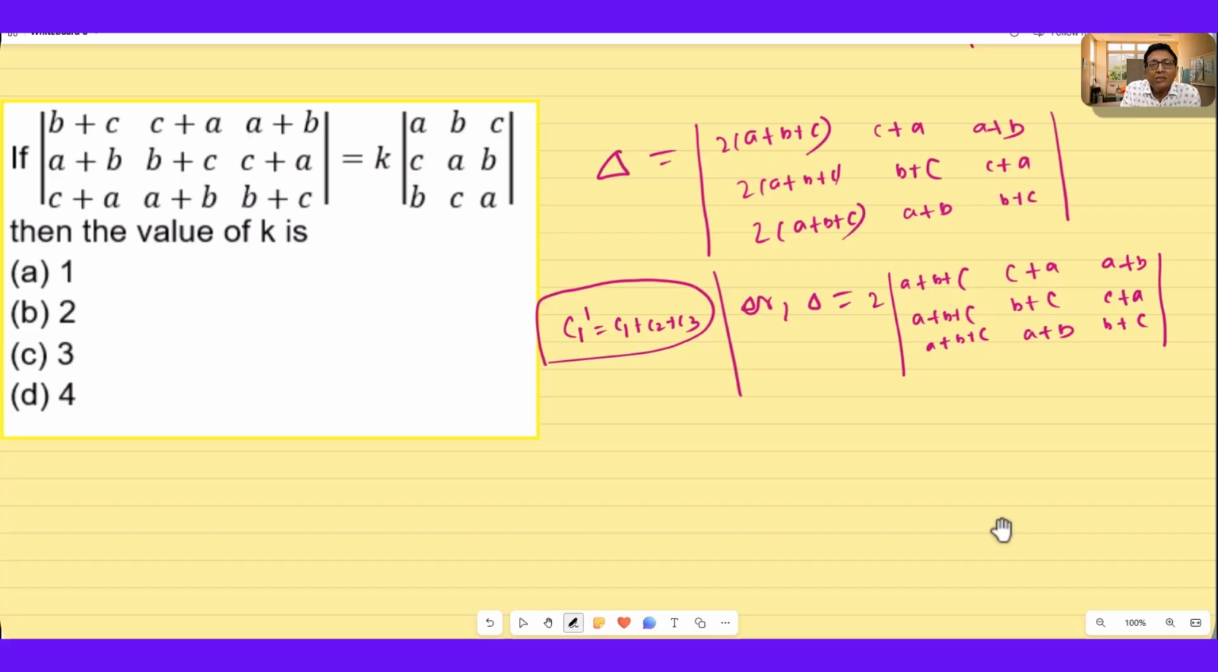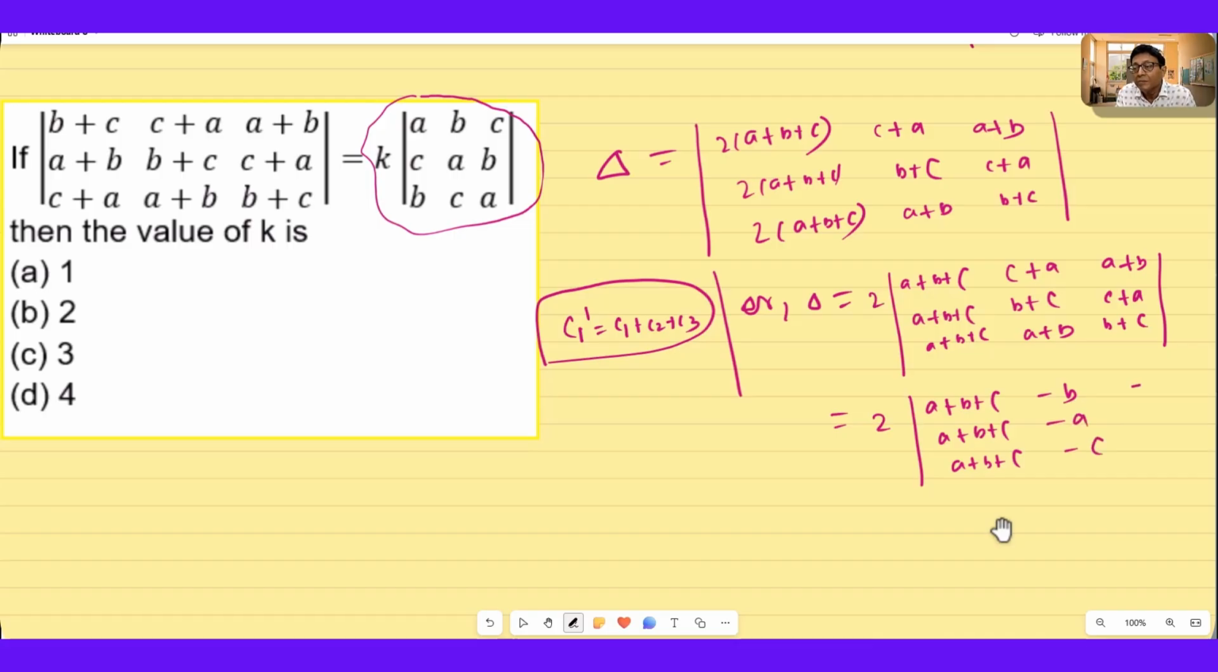Now, to get this one, look at the right hand side. No summation is there. So somehow we have to get independent terms. So what I plan to do, I will subtract this column from this and this. Okay, if you subtract, this will be minus B, minus A, minus C, and here minus C, minus B, minus A. So what did you do there? C2 dash, C2 minus C1, you have used this thing.